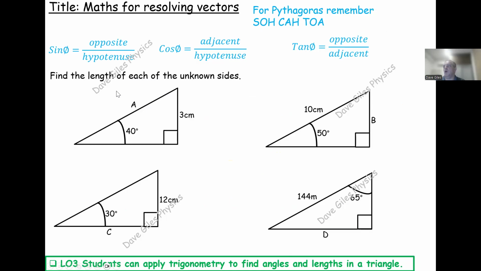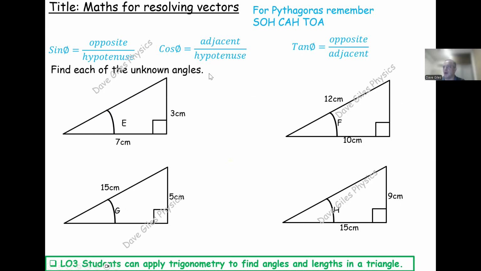You can now pause this and attempt to calculate the length of each unknown side. I'll put the answer on now. And then pause it again and find each of the unknown angles. I'll put the answer on now.